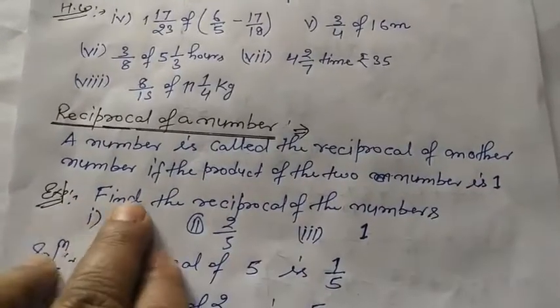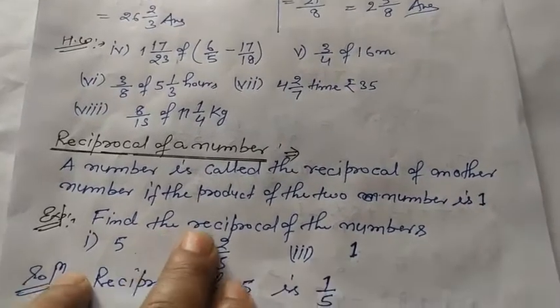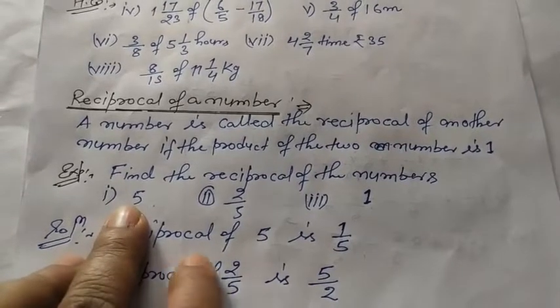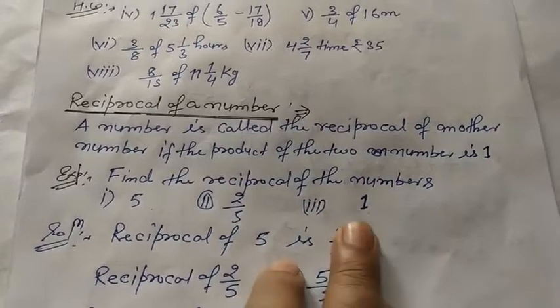For example, find the reciprocal of the numbers. Here there are 3 questions: 5, 2 by 5 and 3.